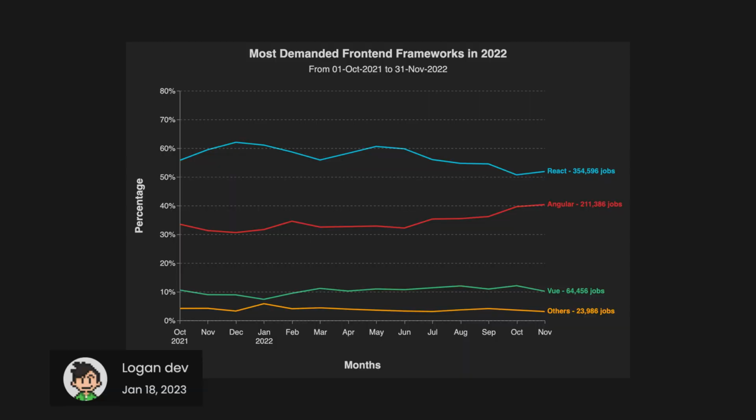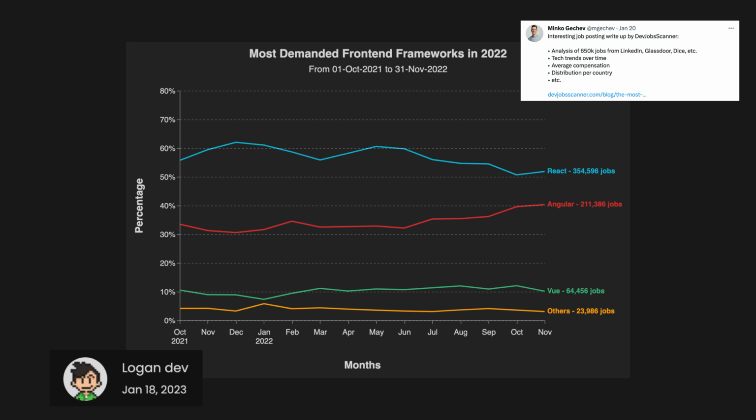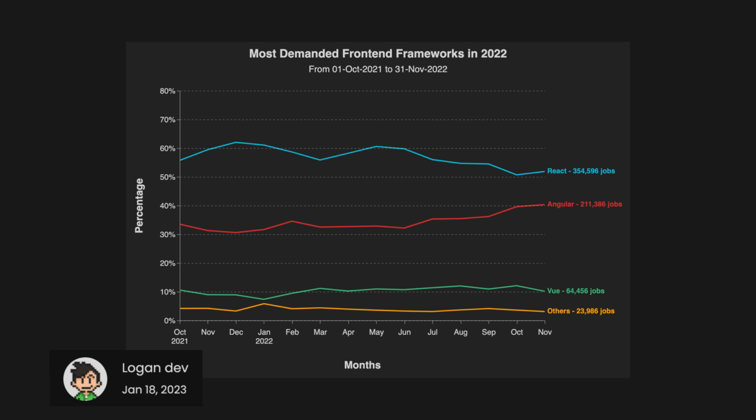So ironically enough, in that unreality place that is Twitter, this graph recently did the rounds. So Logan Dev of DevJobScanner compiled job listings from various sources to see which frameworks are actually the most in demand in the real world, as in someone will actually give you money to do your thing with it. So whilst React had around 5 times as many NPM downloads as Angular, this dataset shows that there were only marginally more React jobs available, with Angular jobs seemingly on an upward trend and React jobs seemingly on a downward trend.